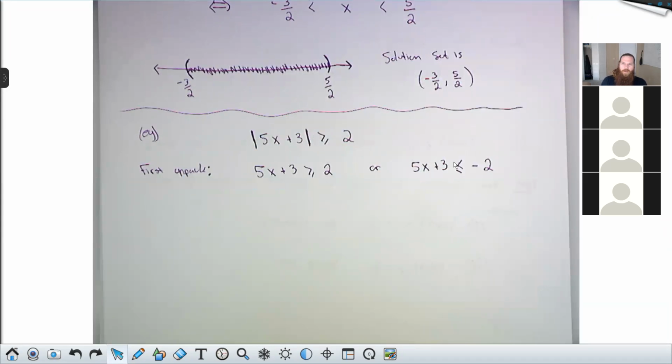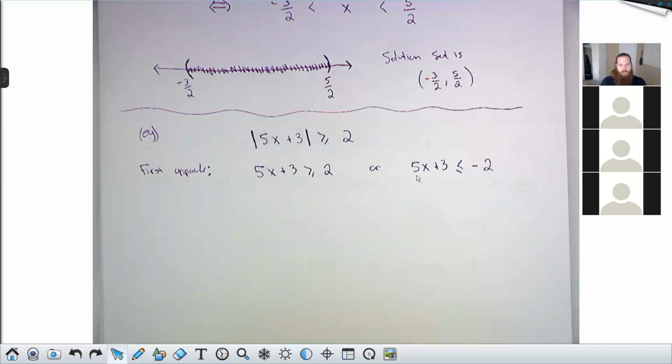Or if you're more negative than negative 2, like negative 3, negative 4, negative 5, all of those have absolute values which are bigger than 2. So if the thing inside the absolute value is to the left of negative 2, that will also give you solutions to this original inequality. So this is the unpacking rule, the second unpacking rule, applied to this inequality.